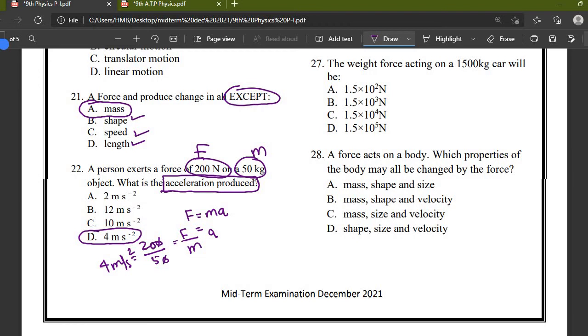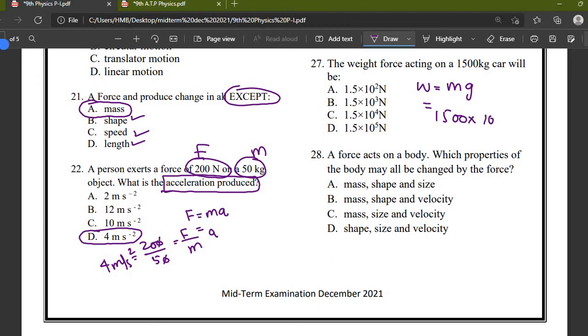The weight force acting on a 1500 kilogram car. So weight is equal to mg, where m is 1500 while g is 10. So the weight will become 15,000 Newton. After converting this into scientific notation, it will become 1.5 × 10^4 Newton. Correct answer is option C.